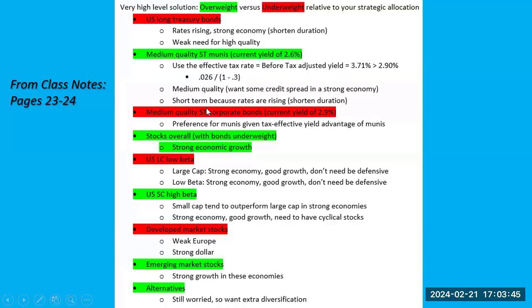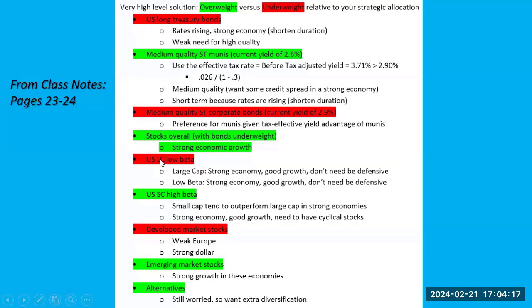You're going to combine munis and corporates under one. So the medium quality, that's good. That gives us some exposure to those spread products. That's good. And we like the short term because rates are rising. And then we prefer munis over corporates because of the effective tax or the tax adjusted yield. Stocks overall, yeah, we like stocks versus bonds because we have a strong economy. That's the one I don't give you, so you have to just talk about that one.